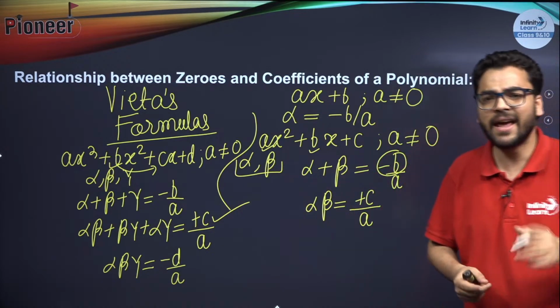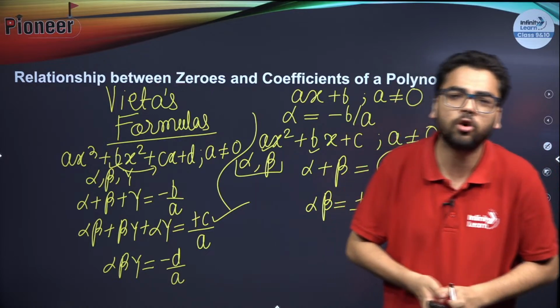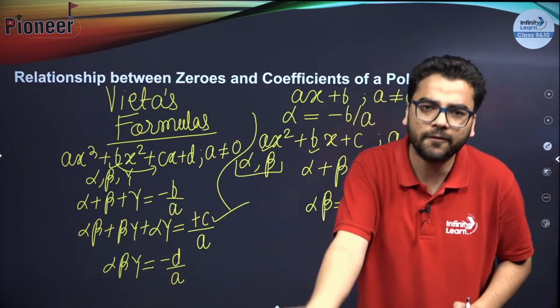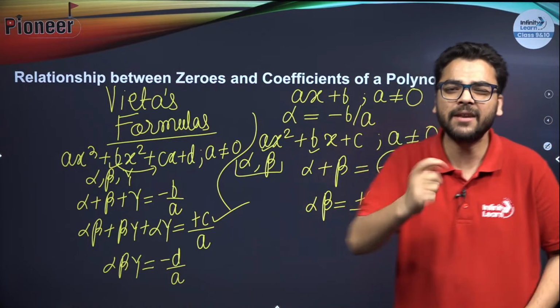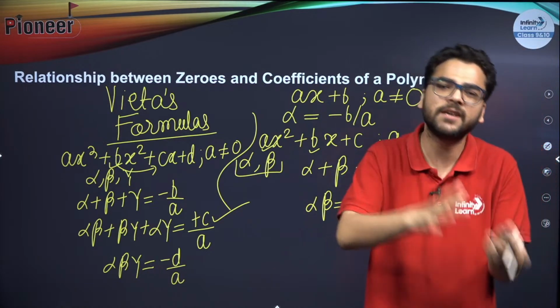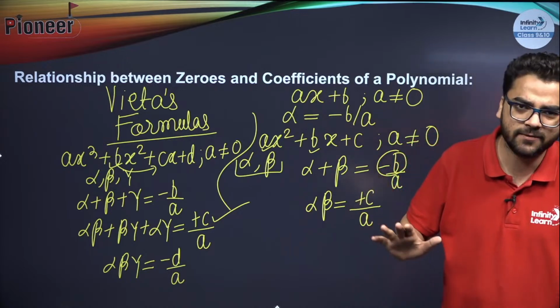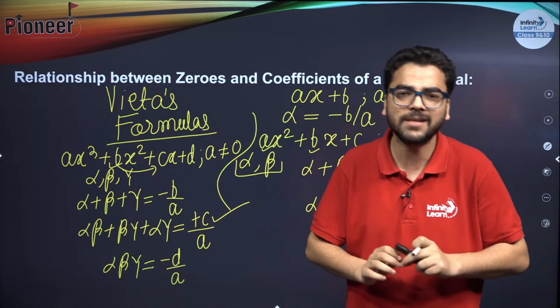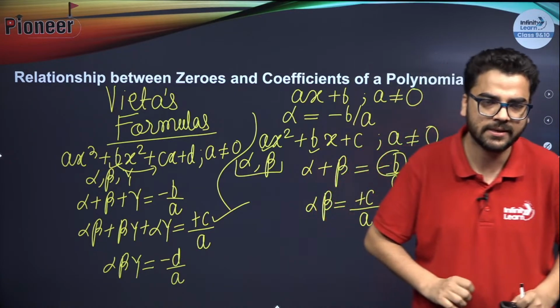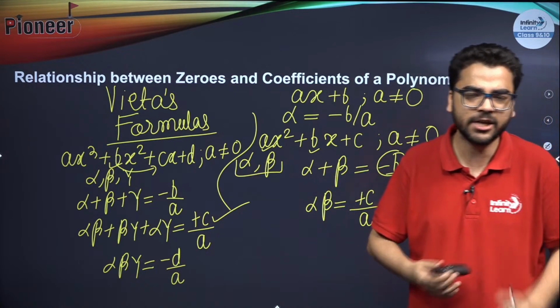Ajit, they are interchangeable only, although zeros are called for polynomials and roots are called for equations. But in many books you will see that in place of zeros they use roots as well. But to be precise, zeros are for polynomials and roots are for equations. You got that logic, Ajit?